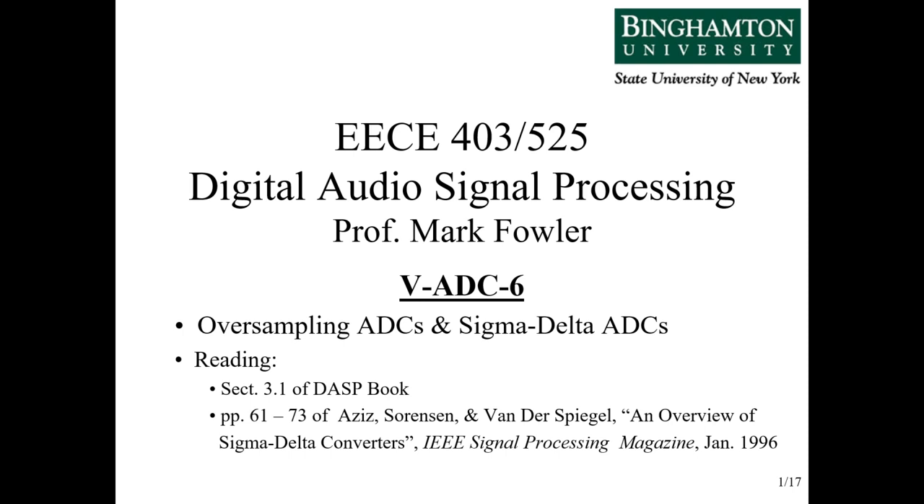So we're finishing off with something called oversampling A to Ds, or a very specific type of that called a sigma delta A to D converter. So there's a little bit of that in the DASP book, but I'm mostly basing my discussion on things from this very nice paper. Provides an overview of sigma delta converters. It's in the IEEE Signal Processing magazine. Really nice publication to find out tutorials and overviews of research directions and things like that. All right.